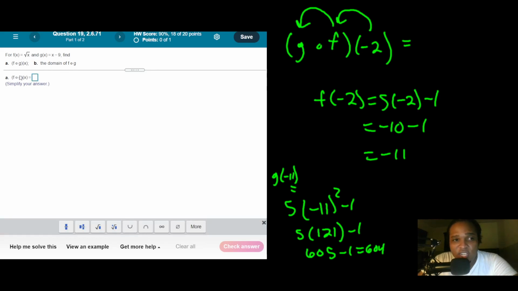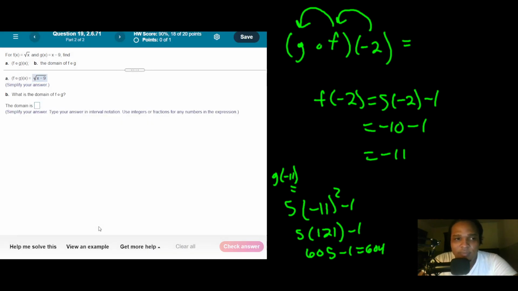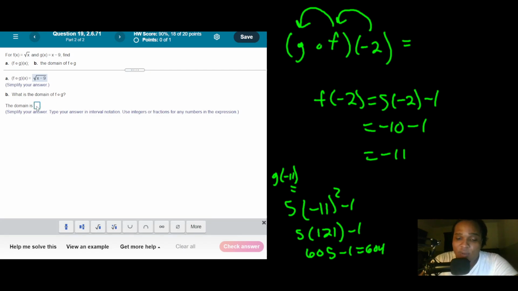We're going to put the G into the F. So here's your G, that's x minus 9. We're going to plug it right in there. So that's going to be the square root of x minus 9. What is the domain of the fog? Well, x minus 9, we're going to set greater than or equal to 0. So we're going to add 9 on both sides. So x has to be greater than or equal to 9. So remember in the previous examples, that's just 9 to infinity.